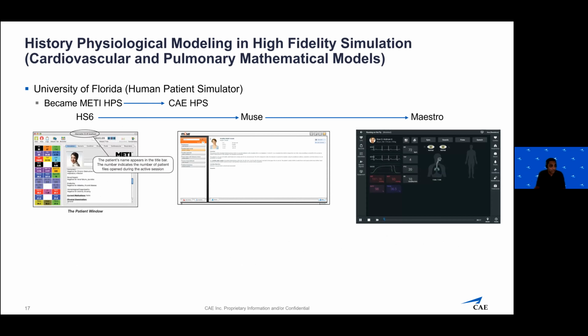If we look at the evolution, right, and Richard, I think both of us were around for this, right? You have the METI HPS software, HPS 6, right? It ultimately evolved to Muse, and then ultimately became Maestro.